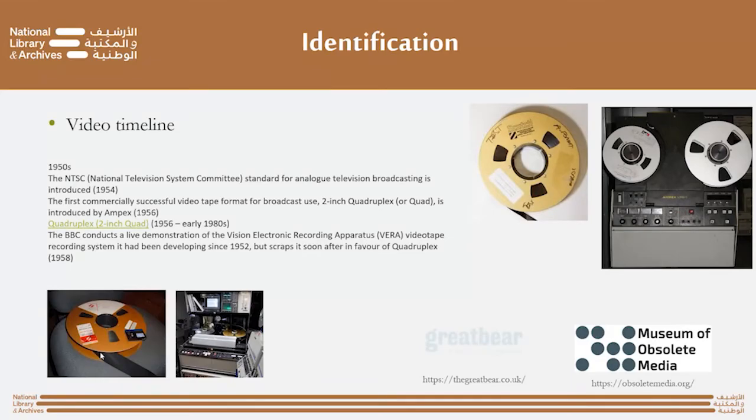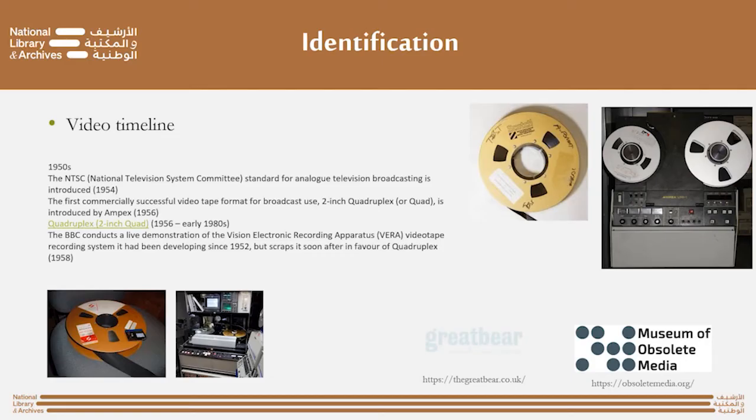Now, the first commercially successful videotape format for broadcast use was right here, the 2-inch. Wait, let me just double check right here. Is this thing on the bottom left? That's 2-inch, right? It's also called a quad, or the quadruplex. All right, and it was introduced by a company called Ampex in 1956. So if you see a very big thick reel with a thin magnetic sheet, it could be a quad, especially if it's 2-inch wide. It probably is a quad. But then again, you have to go back to the obsoletemedia.org website and cross-reference and see whether it's truly a quad or a 1-inch tape. And with 1-inch tapes, there are many formats as well.